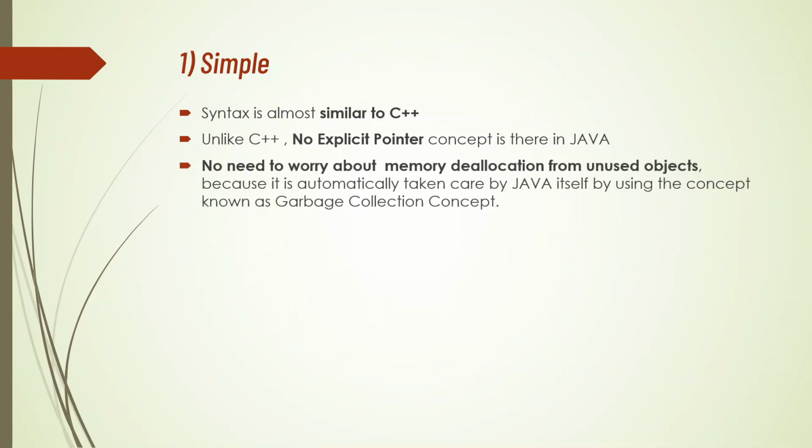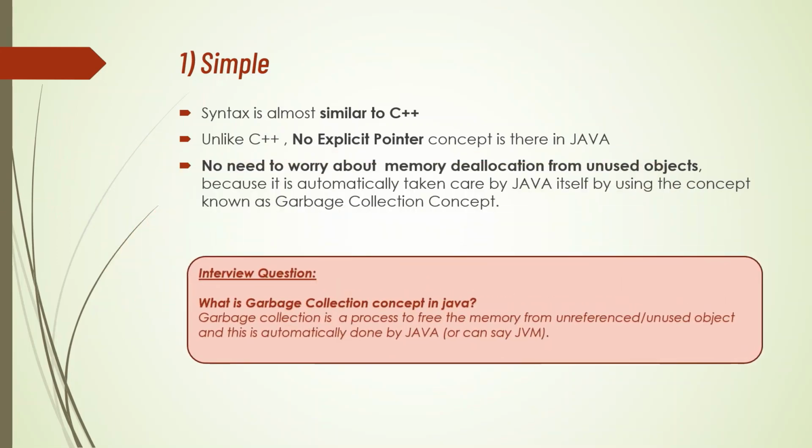In C++, to allocate and deallocate memory, we call the alloc method or dealloc method. But in Java, there is no need to worry about memory deallocation from unused objects because that is automatically taken care of by a concept known as garbage collection. And this is also an important interview question, what is the garbage collection concept? Garbage collection is a process to free the memory from unreferenced or unused objects, and it is done automatically by Java. Now, if you don't have any idea about unreferenced or unused objects, don't you worry about that. We will discuss all these terms in upcoming videos.